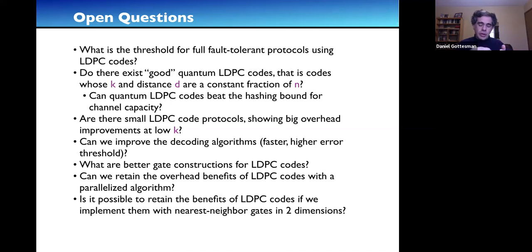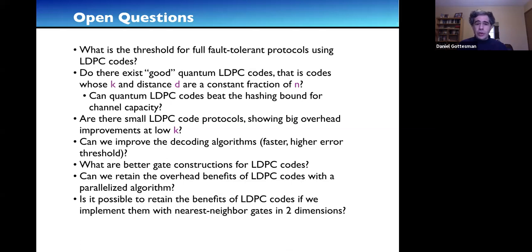Okay, so next question. The protocols that I mentioned that have these complicated gate constructions only show big overhead improvements for large circuits. So are there good protocols for small circuits? In particular, circuits that we might want to implement in the next 5 to 10 years. That would be really interesting, because it would let us get out of the NISQ era and into the fault-tolerant quantum computation era sooner.